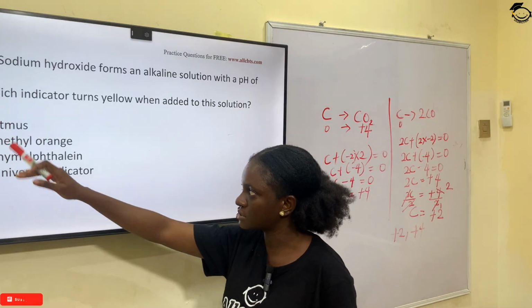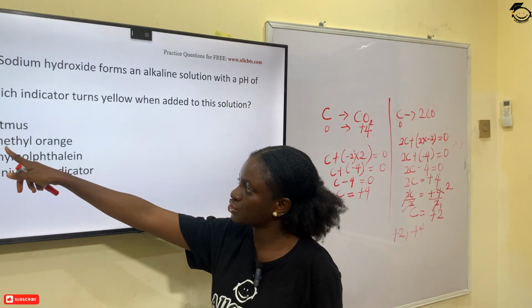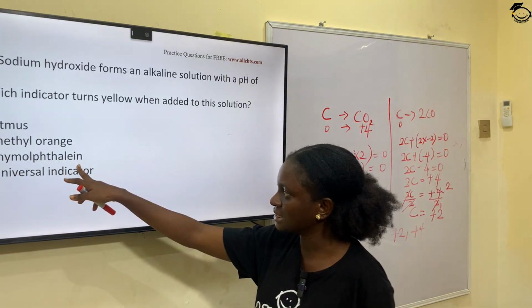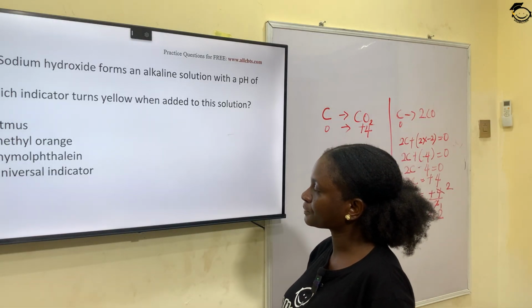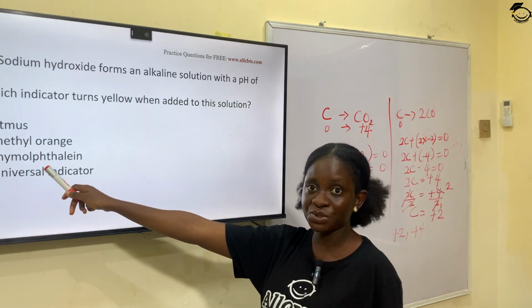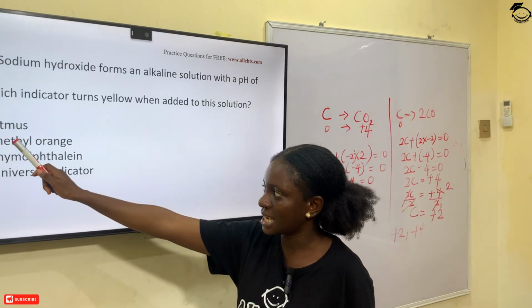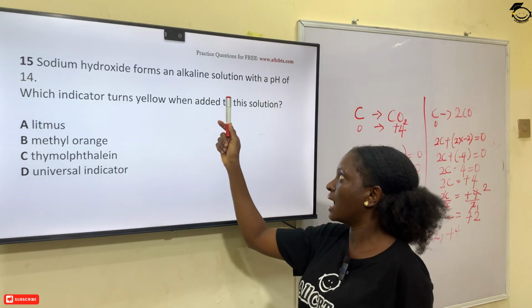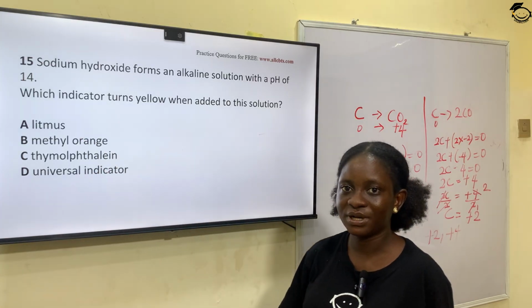A. Litmus. When litmus paper is added, does it turn yellow? Addition of methyl orange, does it turn yellow? Thymolphthalein, which color? Then universal indicator. Litmus will turn blue in alkaline solution. Thymolphthalein will turn blue. Universal indicator will turn purple. So the correct answer here is methyl orange. Methyl orange turns yellow when added to alkaline solution. That makes option B, methyl orange, the correct answer.